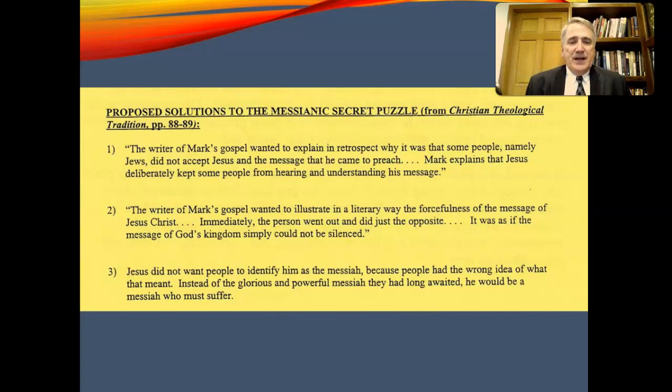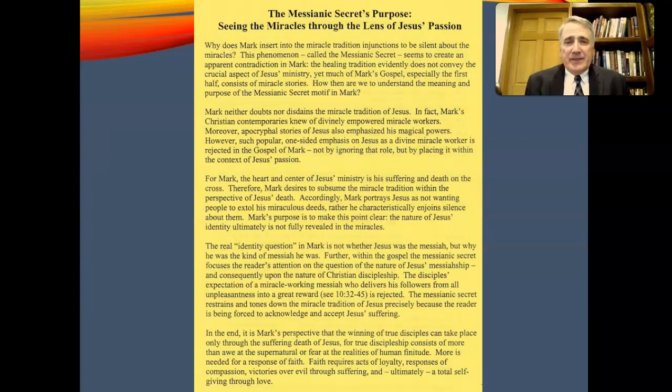Third option is Jesus did not want people to identify him as the Messiah because people had the wrong idea of what that meant. Instead of the glorious and powerful Messiah they had long awaited, he would be a Messiah who must suffer. I personally fall more into that third camp. Here's my own description of the purpose of the messianic secret, and I'm going to go ahead and read it to you. I won't bother reading the first paragraph. It's really just posing the question, why does Mark use the messianic secret?